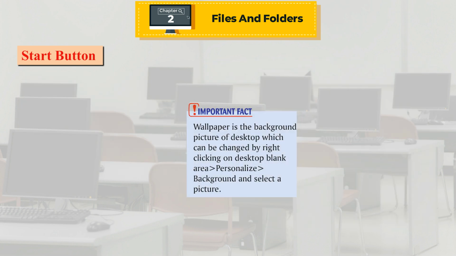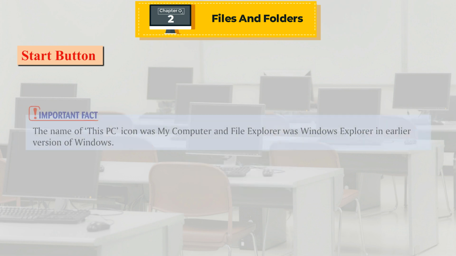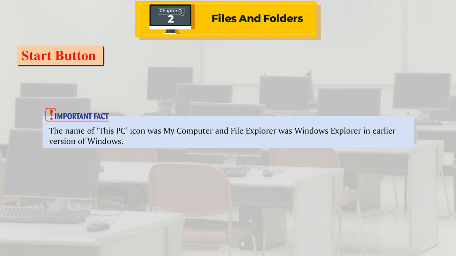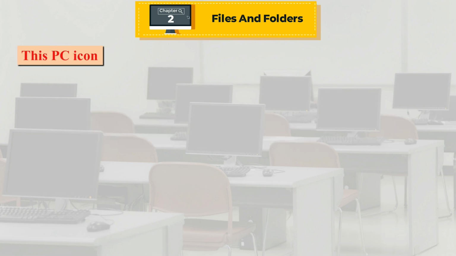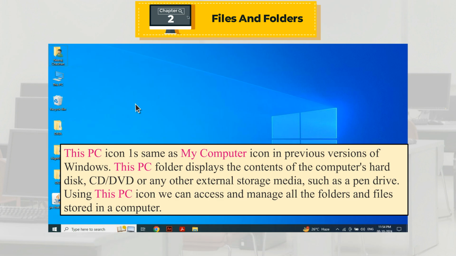Important fact: wallpaper is the background picture of the desktop, which can be changed by right-clicking on the desktop blank area, selecting personalize, background, and selecting a picture. Important fact: the name of This PC icon was My Computer and File Explorer was Windows Explorer in earlier versions of Windows. This PC icon. This PC icon is the same as the My Computer icon in previous versions of Windows.